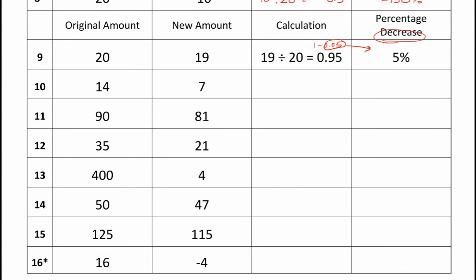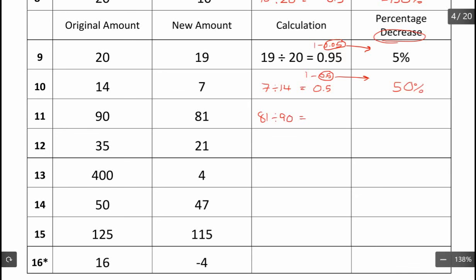Okay, so for number 10, 7 divided by 14 is 0.5. What did we take away from 1 to give us that? Must have been 0.5. So it's a 50% decrease. 81 divided by 90 is 0.9. What did we take away from 1 to get that? Must have been 0.1, which is a 10% decrease. 21 divided by 35 is 3/5, or 0.6. So what did we take away from 1 to get that? It was 0.4, so 40%.